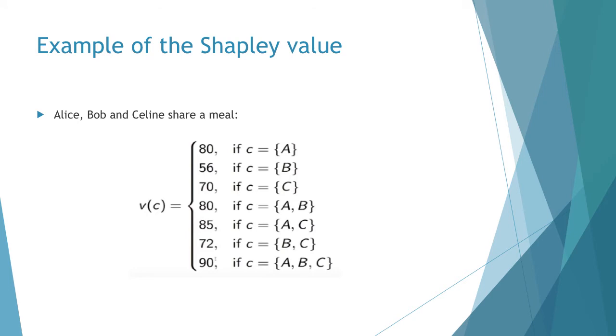Here is the example of the Shapley value. Let's suppose that Alice, Bob, and Selena want to share a meal together. Here is the case. If Alice eats alone, it will cost her $80. If Bob eats alone, it will cost him $56. If Selena eats alone, it will cost her $70. But if Alice and Bob eat together, it will cost them $80. If Alice and Selena eat together, it will cost them $85. If Bob and Selena eat together, it will cost them $72. If all three eat together, it will cost them $90.